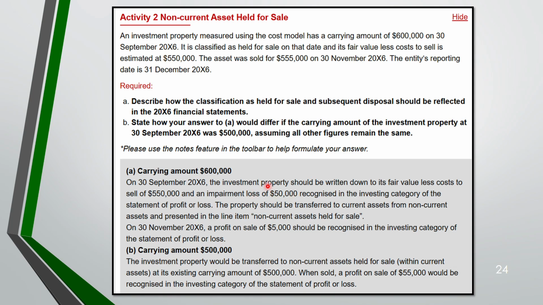Because your property is an investment property, this impairment loss of 50,000 will be recognized in the investing category in your statement of profit and loss. And your property will be transferred from non-current to current, and it will be presented as non-current assets held for sale. This is on 30th September 2006, when you have met the criteria.